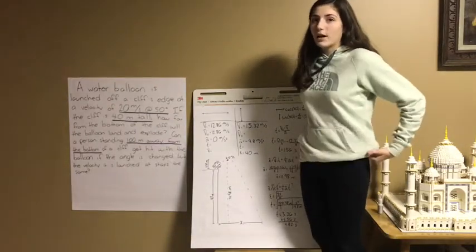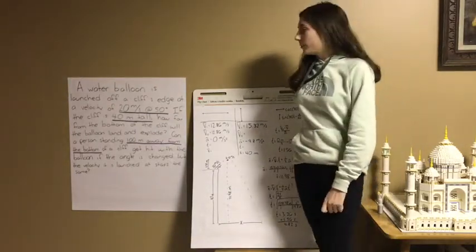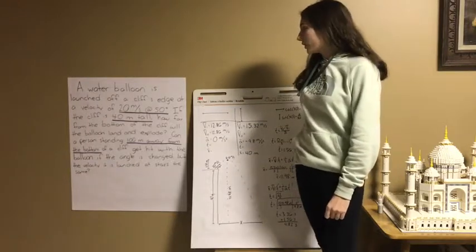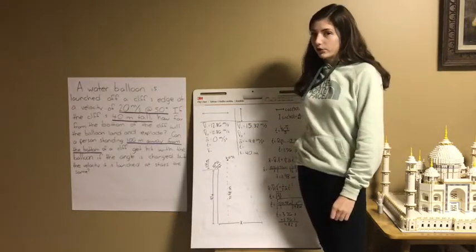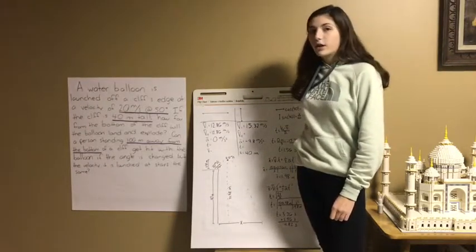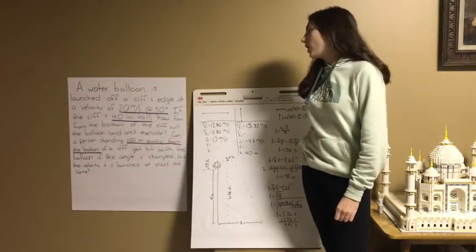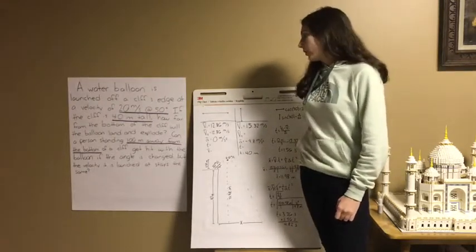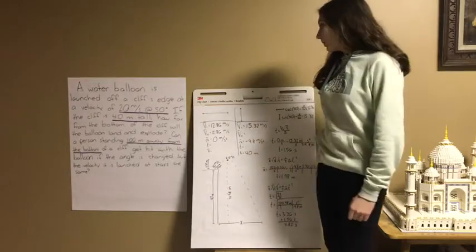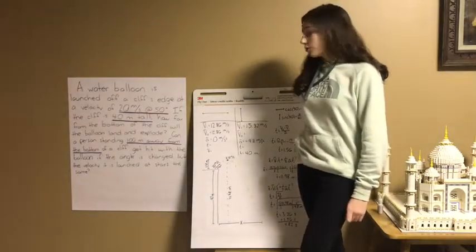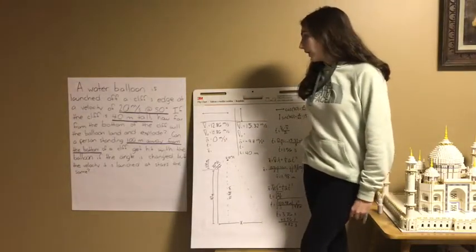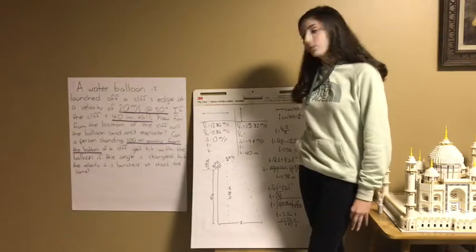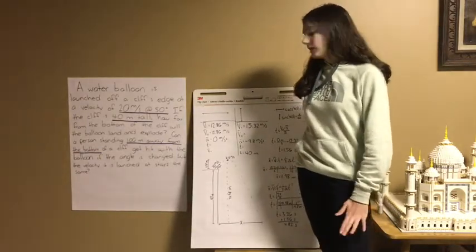We'll be solving a projectile motion problem. The problem is: a water balloon is launched off of a cliff's edge at a velocity of 20 meters per second at 50 degrees. If the cliff is 40 meters tall, how far from the bottom of the cliff will the balloon land and explode? Can a person standing 100 meters away from the bottom of the cliff get hit with the balloon if the angle is changed but the velocity it is launched at stays the same?